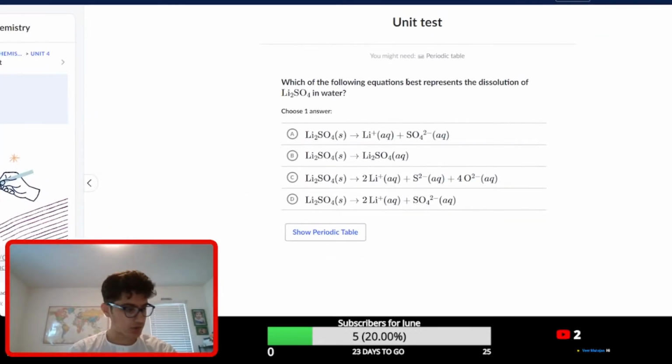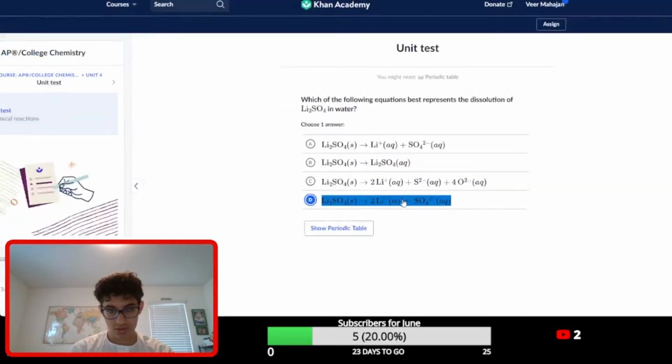Which of the following equations best represents the dissolution of lithium sulfate in water? So it's going to begin as a solid. So those are the reactants, and then the products will become... We want to balance the charges, right? So SO4 has a charge of -2, like that. And then to balance the charges, we'll put a coefficient of 2 on the lithium. So it'll just become this.